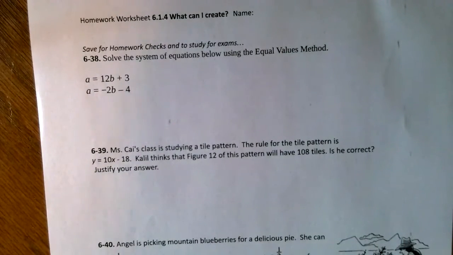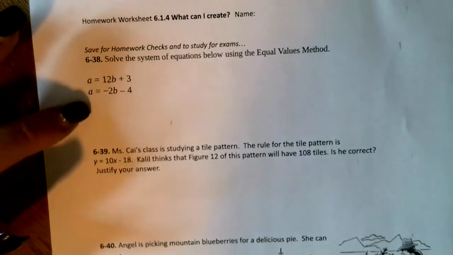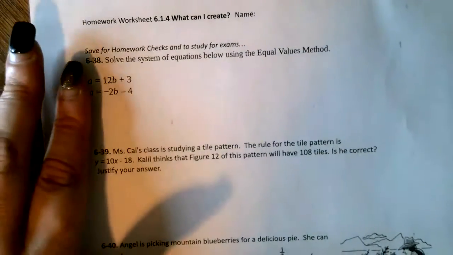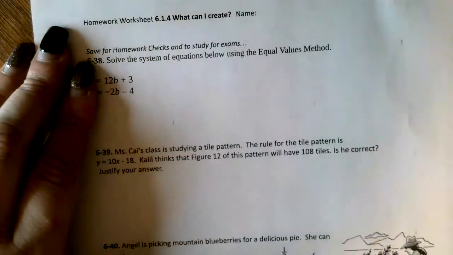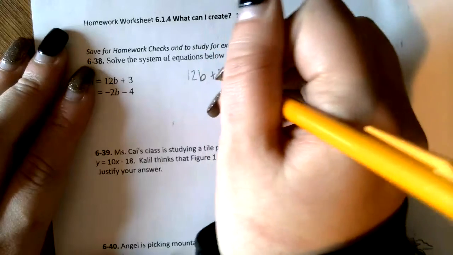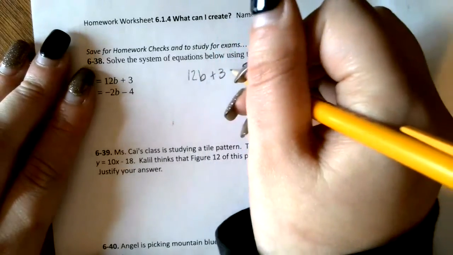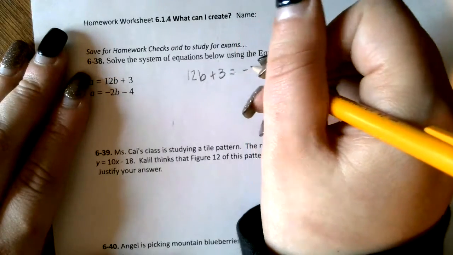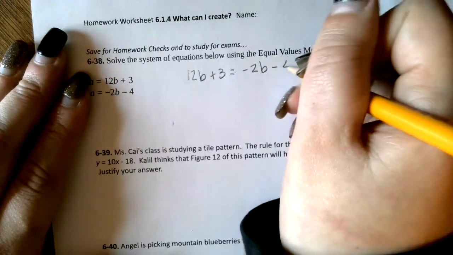Okay, so solve the system of equations using equal values method. And it gives me them. They're nice because they're already A equals something. So I'm going to drop off the A equals and put them equal to each other. So that would mean that I have 12b plus 3, that side of the equation equals, equal values method, negative 2b minus 4.